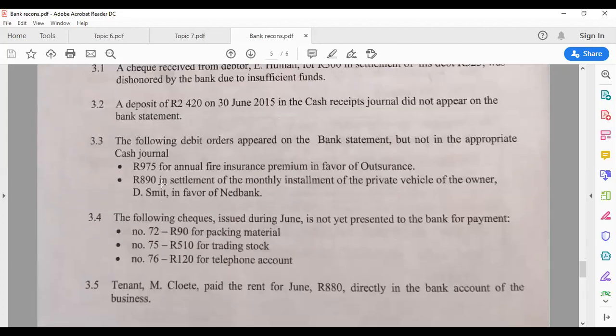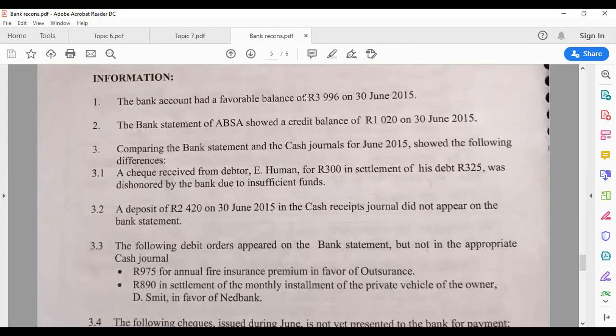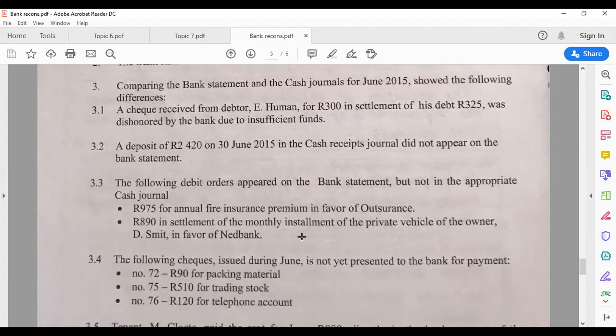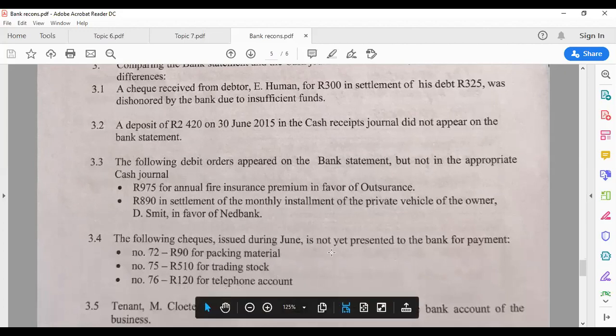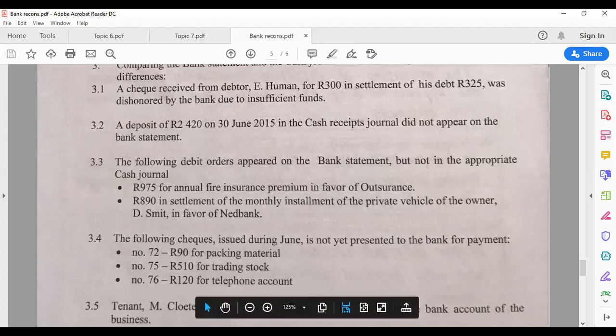So, for instance, it's going to be this balance. Do not have everything in that you have not yet taken into account. So can you see why it's important to establish what did the bank take into account and what did we take into account and what do we still need to take into account? So let's just look at this one, for instance, 3.3.